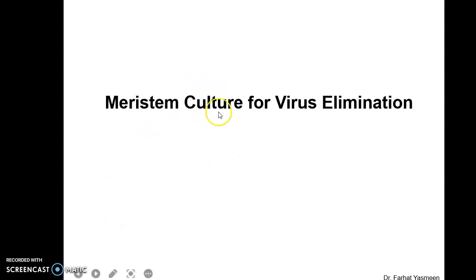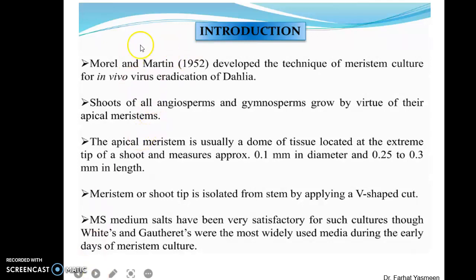Okay, now we are going to discuss meristem culture for virus elimination. First of all, this process was developed by Morel and Martin in 1952 for in vivo virus eradication. The shoots of all angiosperms and gymnosperms grow by virtue of their apical meristems.